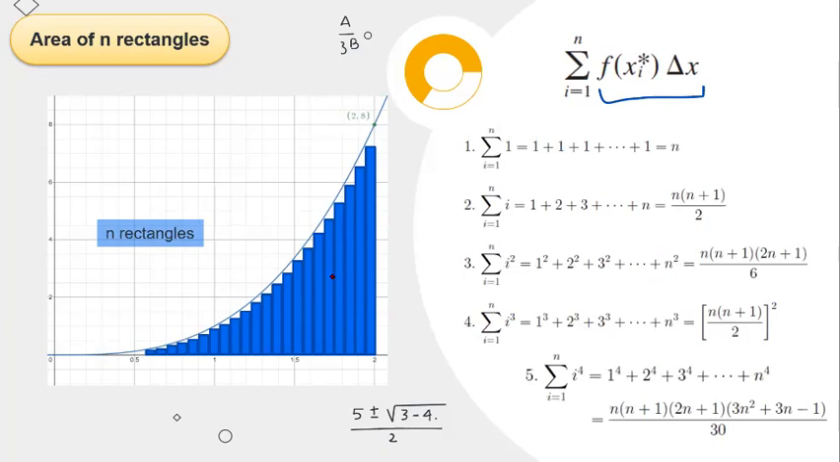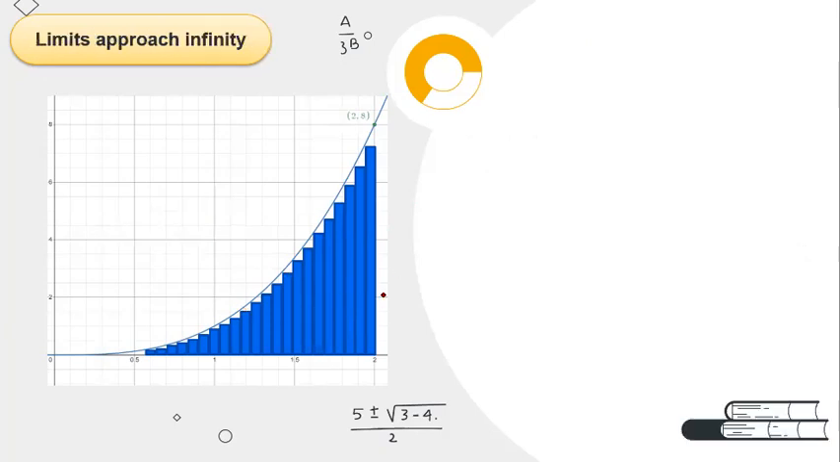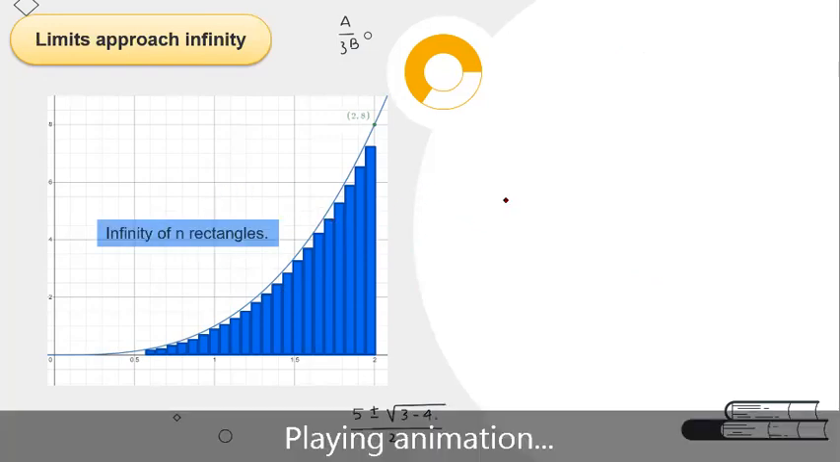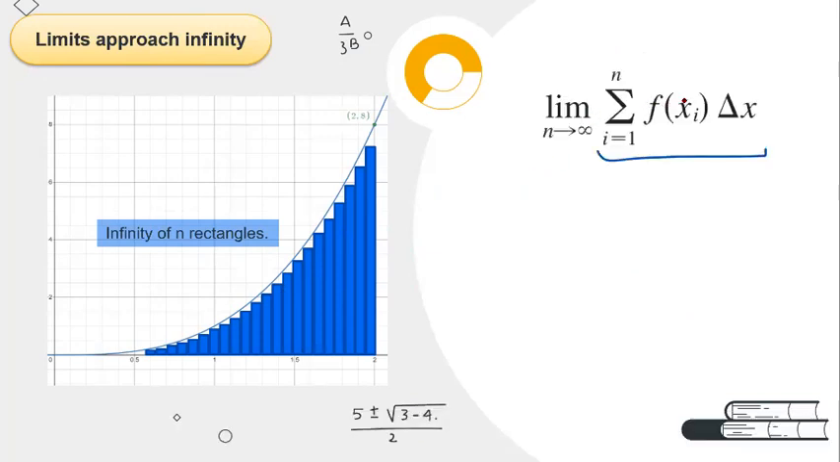But this is still not the end. We still have to determine the limit when n approaches infinity. This is because the number of rectangles approaches infinity since it is an approximation under the curve, so we have to calculate the limit as n goes to infinity.